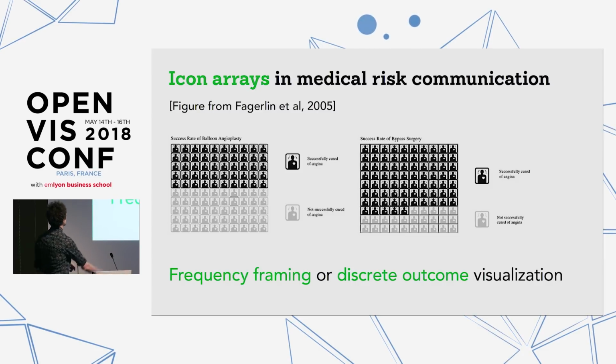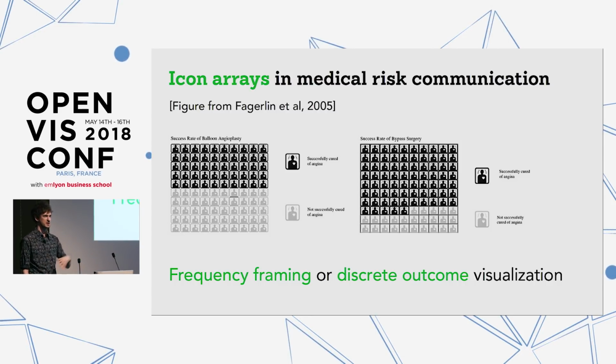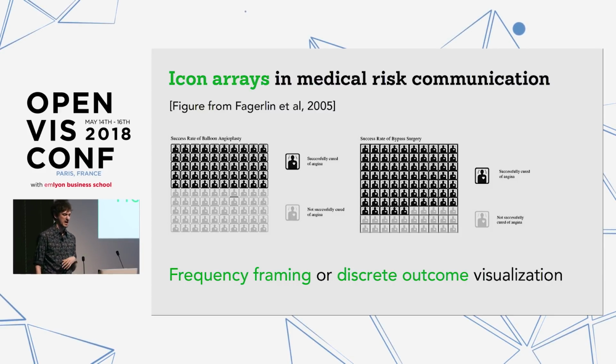So we'll use them for things like you're trying to decide which treatment for angina you want to take. And I'll give you a grid of 100-odd people and color them in depending on whether or not they were successfully cured, or perhaps other things like complications or such that may happen. This makes it a lot easier to imagine how likely is it that I'm going to be one of these people rather than some probability of an outcome, which is more abstract. This is called a frequency framing or a discrete outcome visualization of uncertainty.